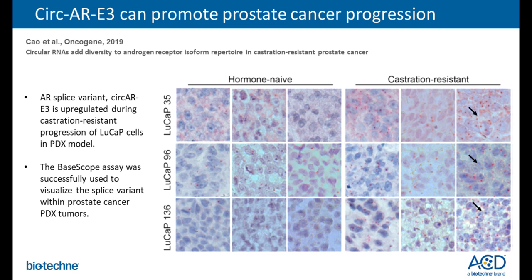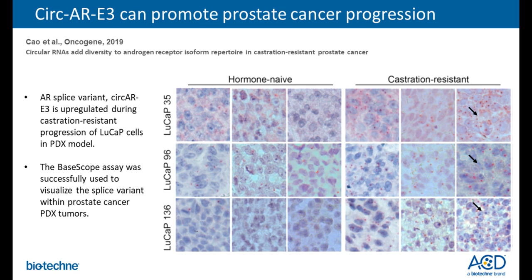Now, here's an example where the researchers used the RNAscope assay to look at the circular splice variant of androgen receptor and its role in prostate cancer progression. The circular form of this androgen receptor is known to be associated with progression and metastasis of prostate cancer. On the slide, you can see the comparison between the expression of this circ-AR splice variant of androgen receptor between hormone-naive and castration-resistant tumors in this particular example.